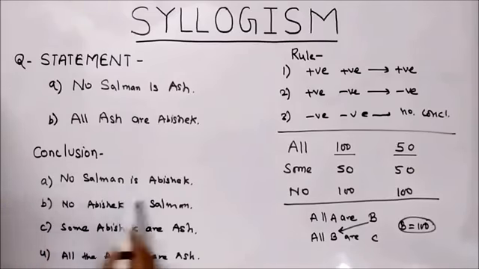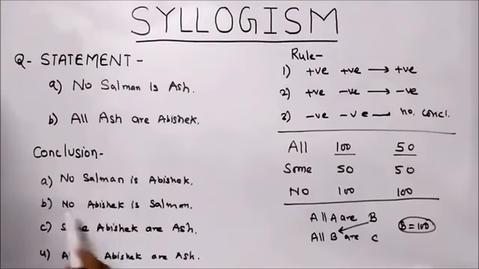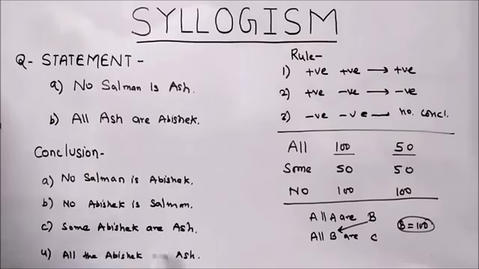First is: no Salman is Abhishek. Second is: no Abhishek is Salman. Third is: some Abhishek are Ash. Fourth is: all the Abhishek are Ash.